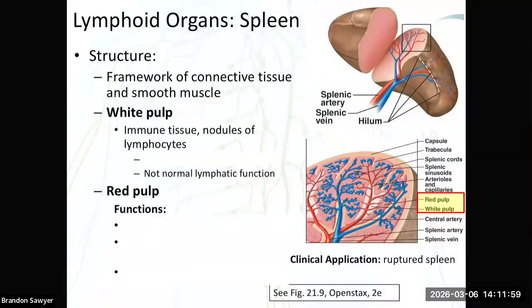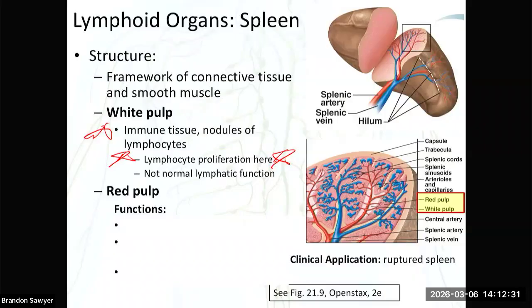Okay, the spleen is also considered a lymphoid organ, and it has two parts. It has the white pulp, and this is the lymphatic part. This is where the lymphocytes are, where lymphocytes proliferate. So this is part of helping to develop our immune system, especially when we're kids. But it's not our typical lymphatic function. It's more immune cell proliferation and maturation.